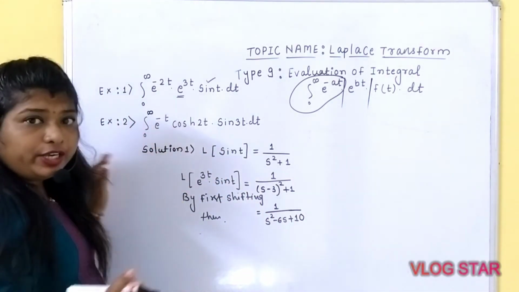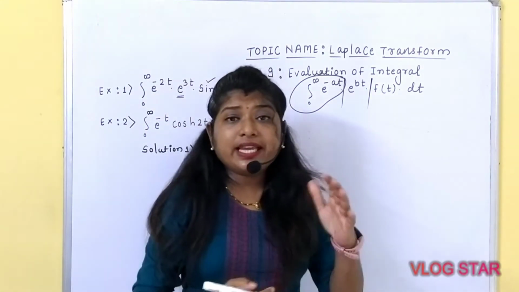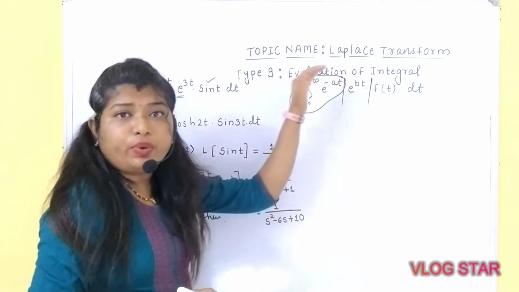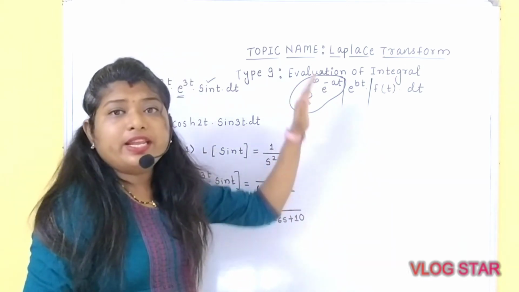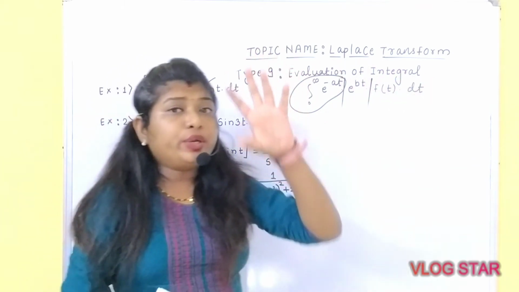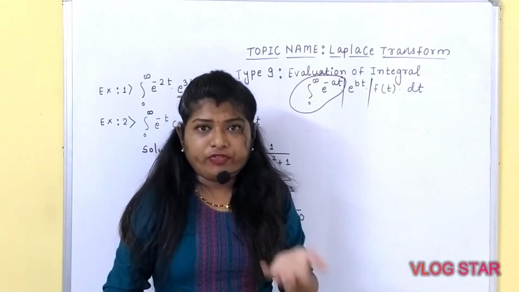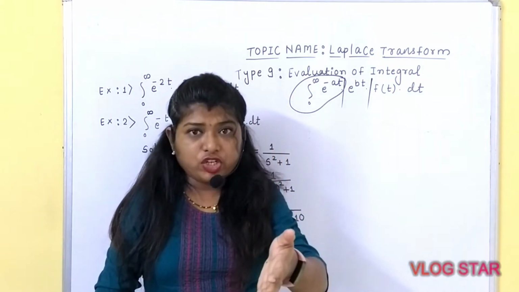I hope you have understood the solution for example number 1. What is the given result? If it is in the form of integration of 0 to infinity e raised to minus at into e raised to bt into f of t into dt, what you need to do? First you have to find out the function f of t. You need to calculate the Laplace transform of that particular function.